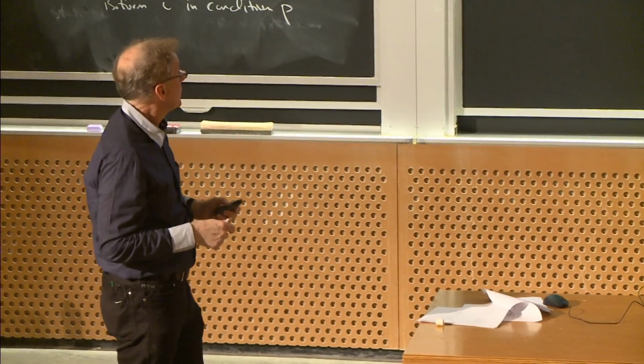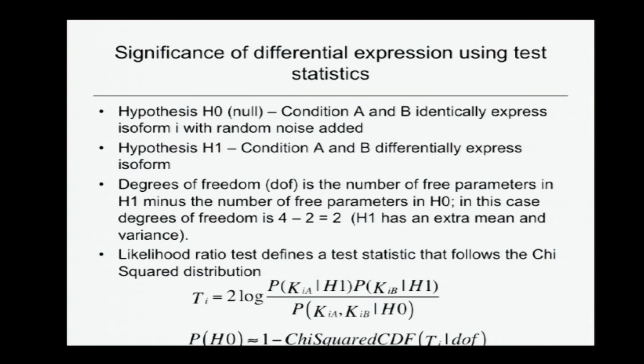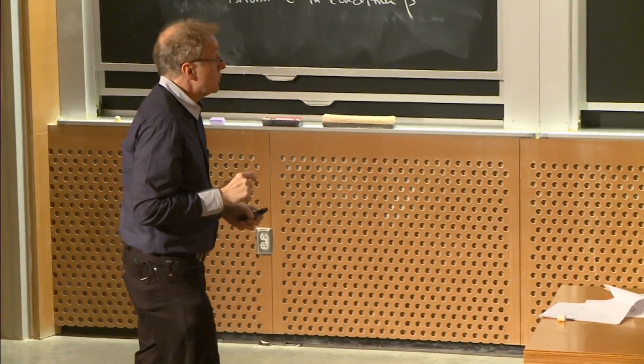Okay. So once again, we have two hypotheses. The null hypothesis that A and B are expressing identically. H1, A and B differentially express. We can compute the number of degrees of freedom, and we can do a likelihood ratio test if we like to compute the probability of H0. And our model, in this case, is the negative binomial model of the data, which fits the data better. And that's why DESeq does a better job than other methodologies, because it provides a better approximation to the underlying noise.